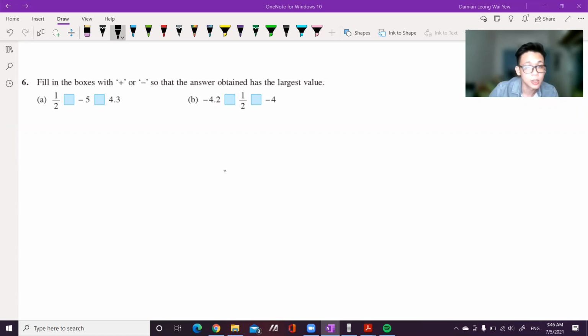Okay. So here, negative 5 means I want to minus this so that it becomes a plus. So put a minus here. This one, 4.3 is positive, so I want to plus this, and it will become the largest number. The first number, I cannot change it no matter what, so I just ignore that. Here, half is positive, so I want to plus. Negative 4 is a negative number, so I want to minus that. Just like that. That's for question 6.